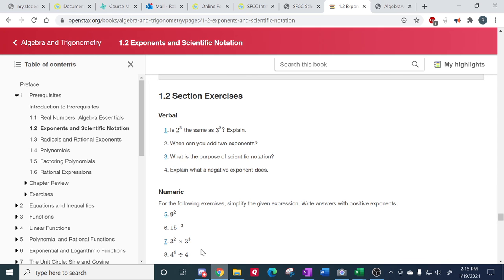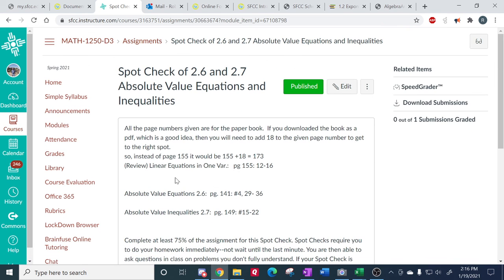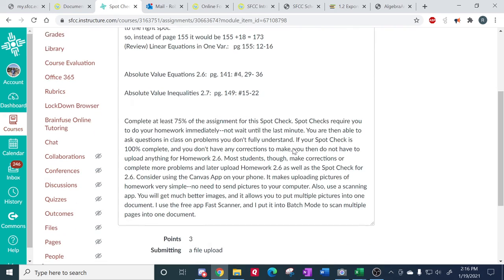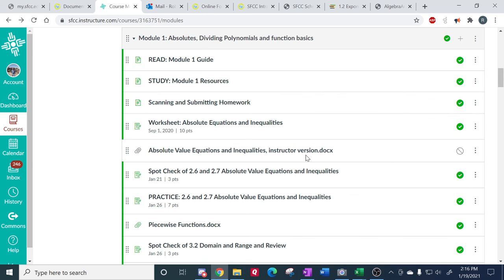And if you're in the modules, it shows spot check 2.6 and 2.7, absolute value equations, inequalities. If I click on that, okay. There is a submission point for spot check. Okay, cool. Right on. So you can submit for the spot check, and you only have to have the 2.6 in for Thursday, and that'll give you full credit for the spot check, and then we'll finish up the 2.7 in class on Thursday. Anybody have any questions? All right, we will stop here, and I will see you all on Thursday.